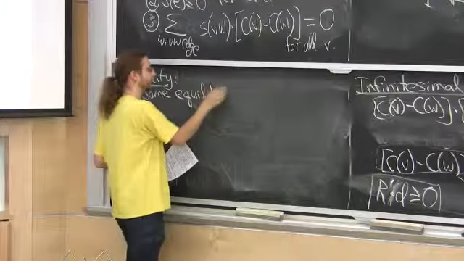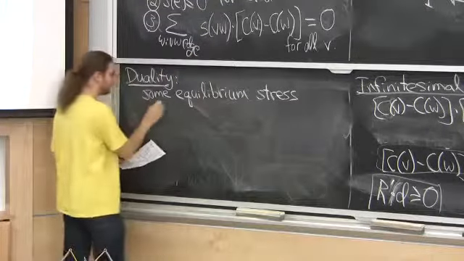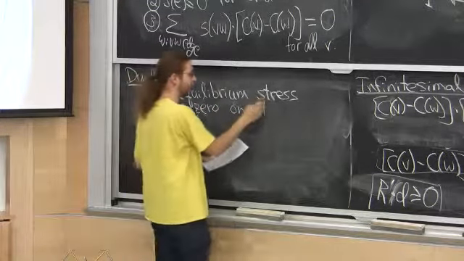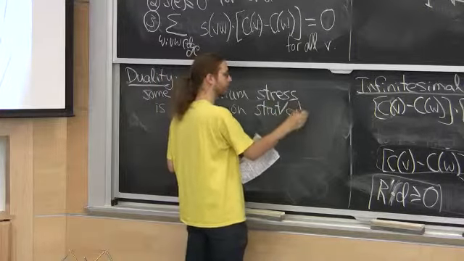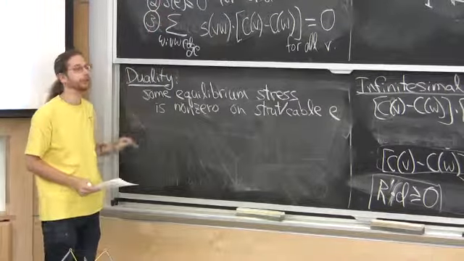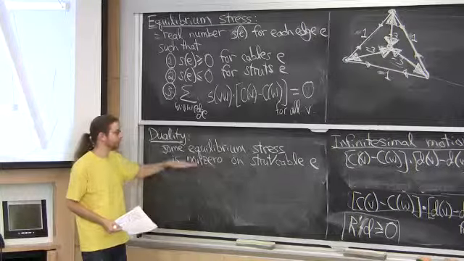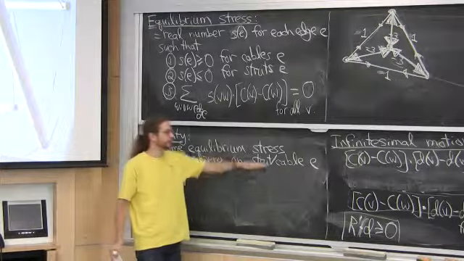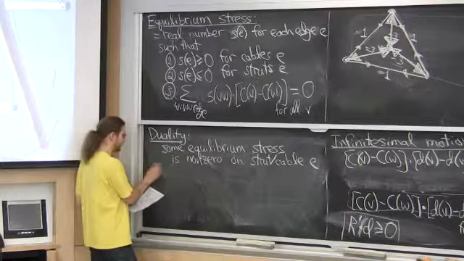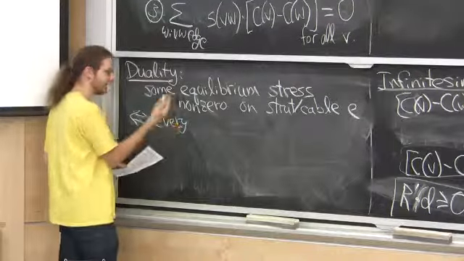If I look at all the equilibrium stresses, and I find some stress that is non-zero on a particular strut or cable. I should mention there's always a trivial stress, which is you set all of these S's to 0, then everything will hold. So what we're interested in are non-trivial stresses, where you're non-zero somewhere. And the interesting case is when you're non-zero on some strut or cable, let's say. So if there is such an equilibrium stress, then it's not quite the case that you're rigid, but you're rigid on that edge.